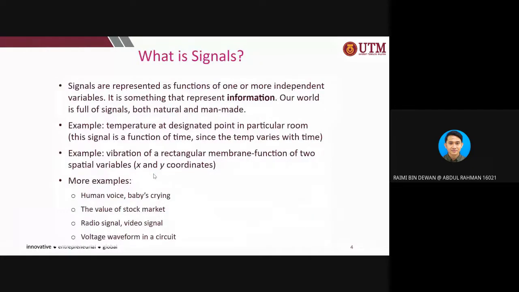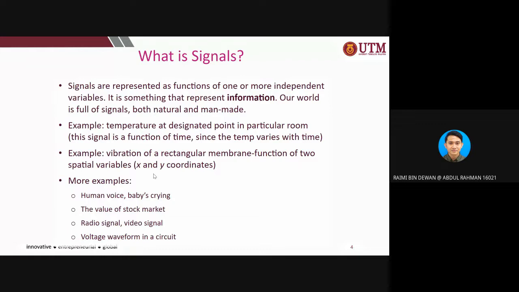So what is a signal? Just now it was signals and systems, right? Signals are represented as functions of one or more independent variables. A signal is something that represents information. Our world is full of signals, both natural and man-made. What you understand is maybe the man-made signal. So what is the natural signal?